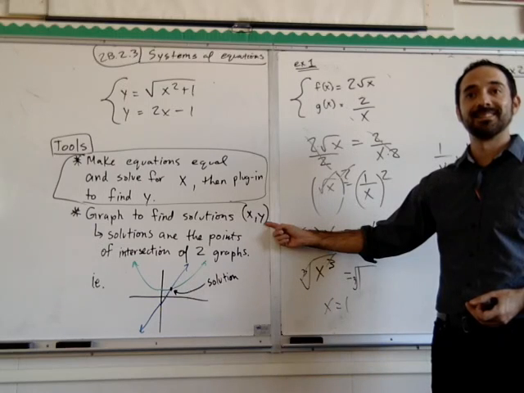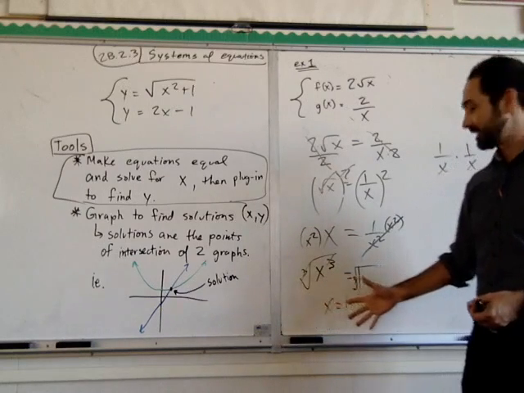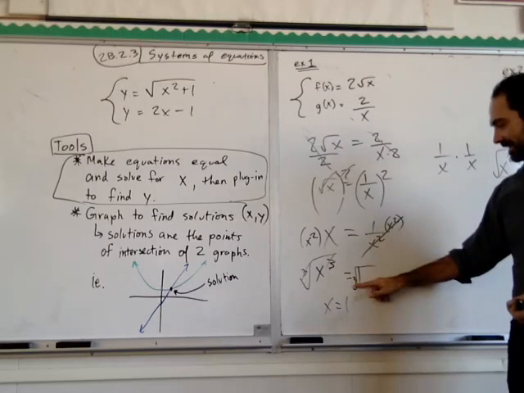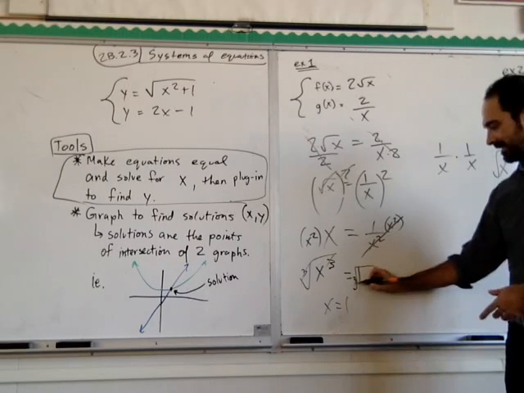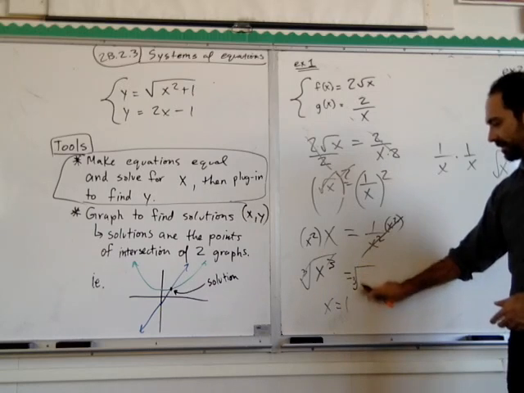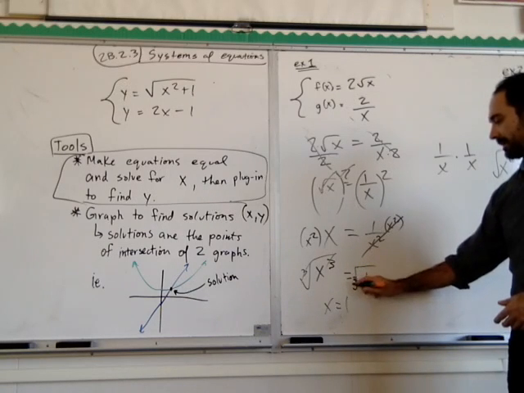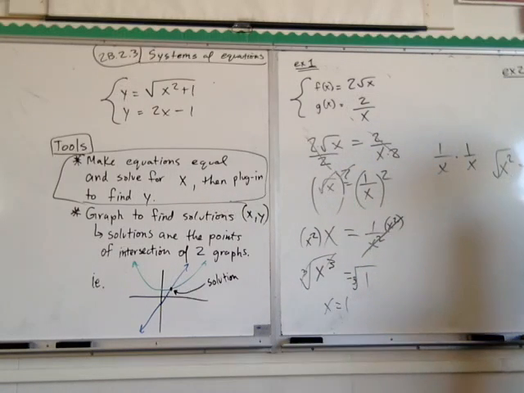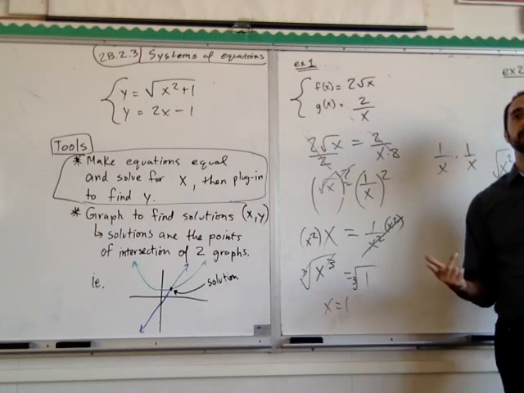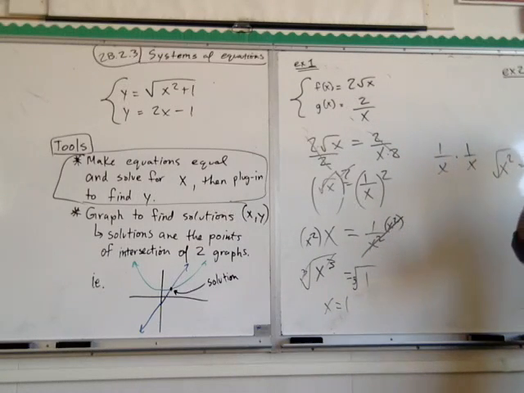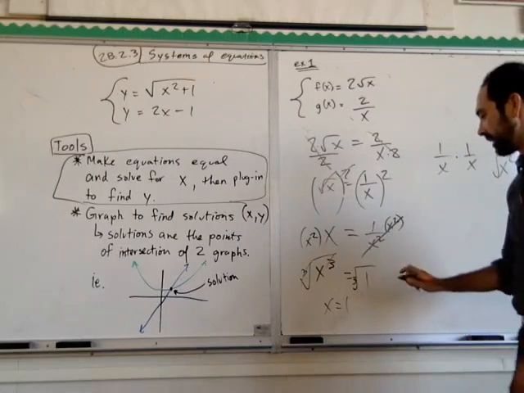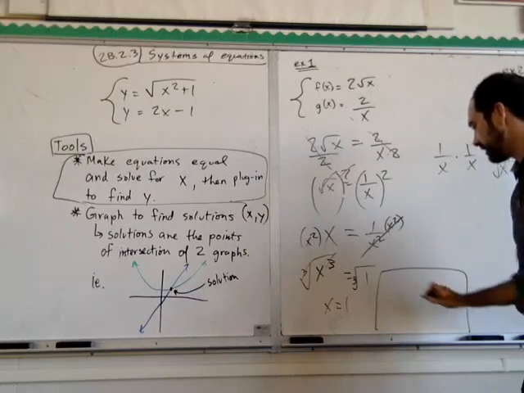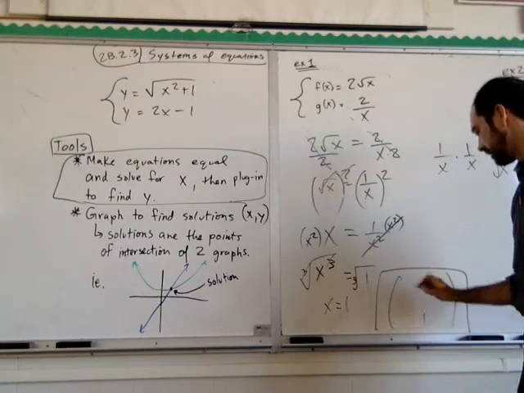Wait, is that a 3 or a square root? That's a 3, so we're doing the third root. The third root of 1 is saying what times what times what gives you 1. 1 times 1 times 1 gives you 1. So remember, our answer we're going to put here is 1 for x.